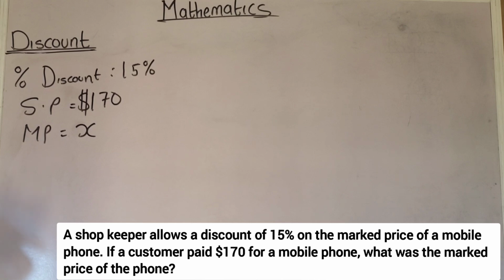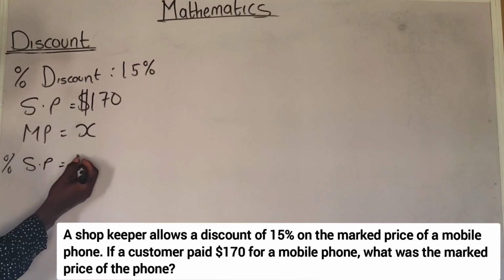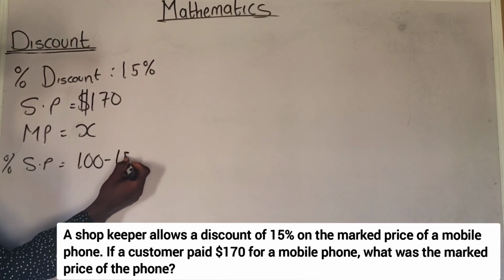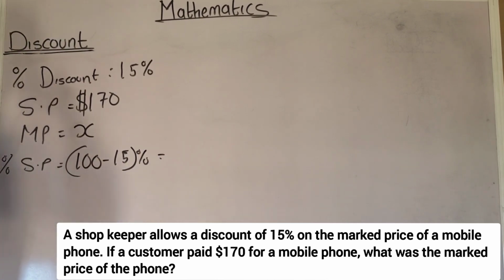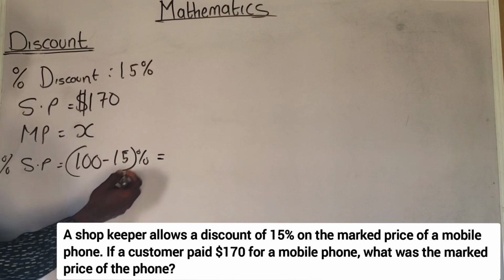From the previous example that we learned, we can easily determine the marked price. You understand? If the seller gave a 15% discount, that means the percentage left is what? 100 minus 15. The percentage at which the phone was sold is what? 100 minus 15%. That is 85%. Okay?